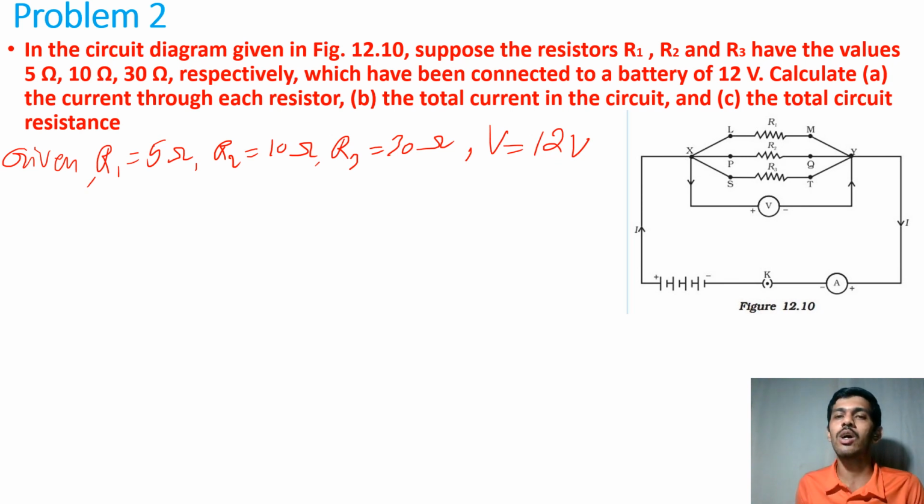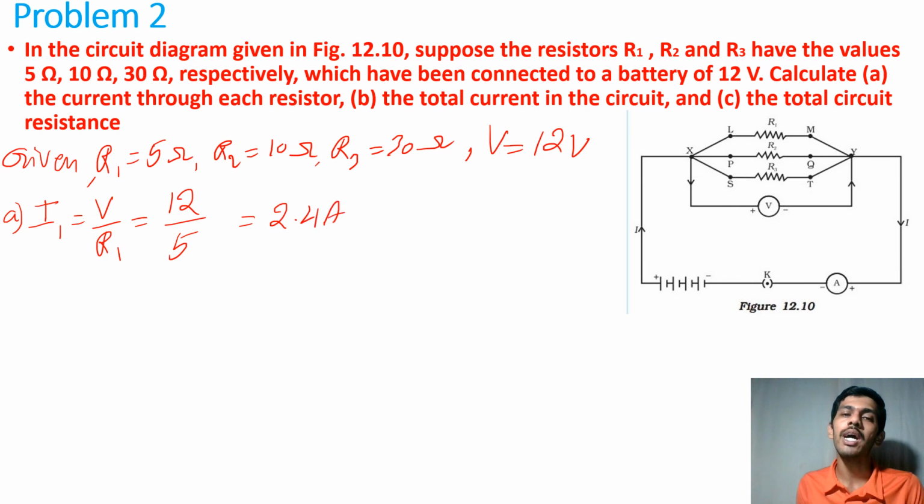What is the current through each resistor? That means they are all connected in parallel. So current is different through each resistor. Current is not the same in the case of a parallel combination. So we need to find out I1, I2 and I3. How to find out? That is sub question A. I1 is equal to V by R1, which is equal to, what is V? V is equal to 12 volt divided by R1. R1 is 5, which is equal to 2.4 amps. That is I1.